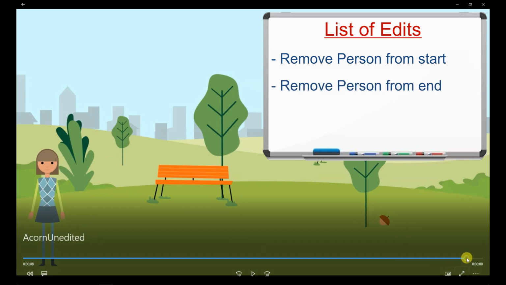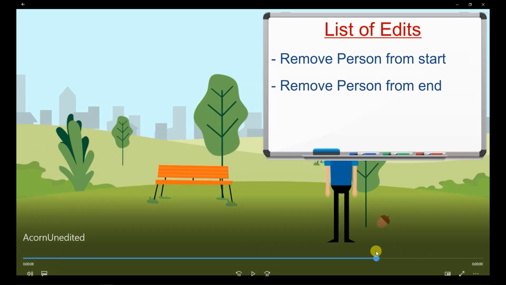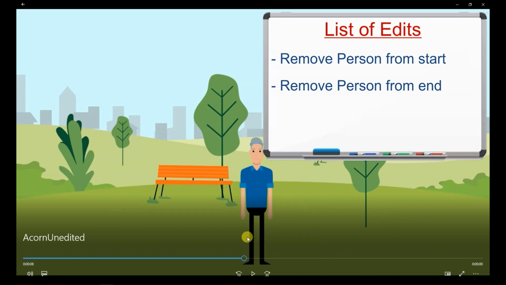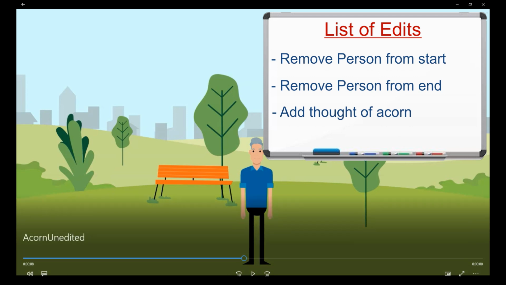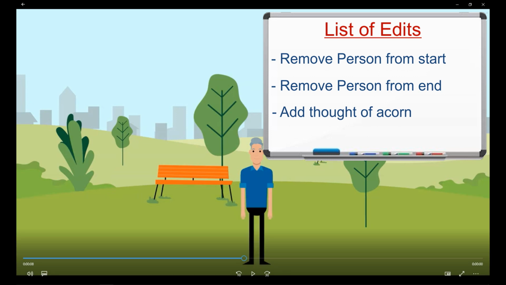Now, just for fun, what we're thinking about doing is when he's in here pausing before the acorn falls, I think it would be neat if he thought to himself and had a little thought bubble appear up here of an acorn, and then when the acorn falls, the little thought bubble disappears, and that's when he walks over, and that's why he's happy, because he thought about the acorn and then saw it, and he's happy he got to see an acorn. So that's the plan. Let's go ahead and start making our edits.